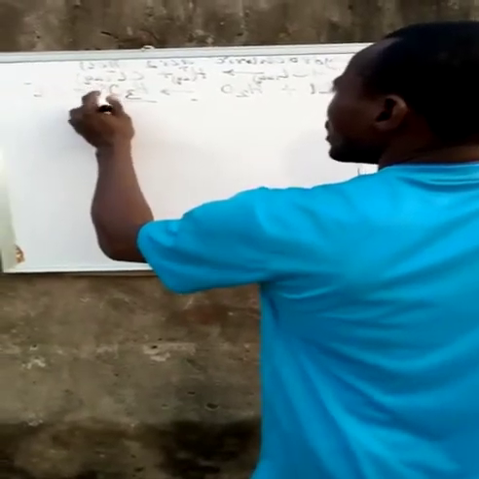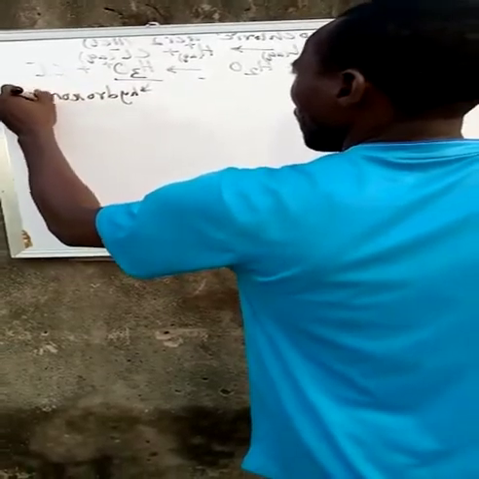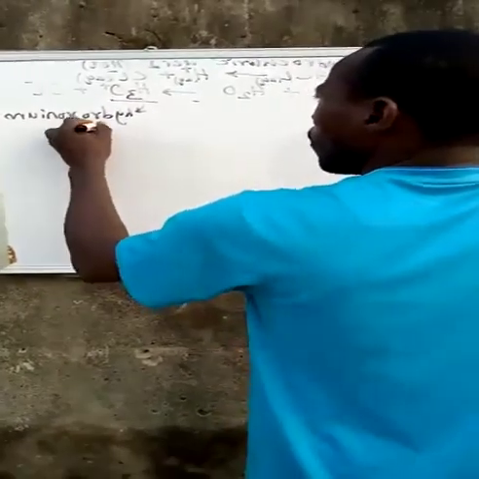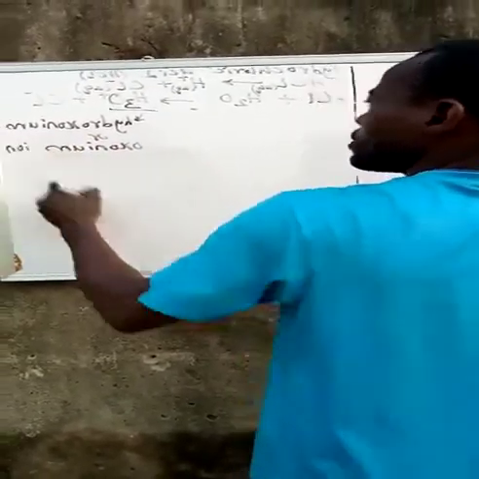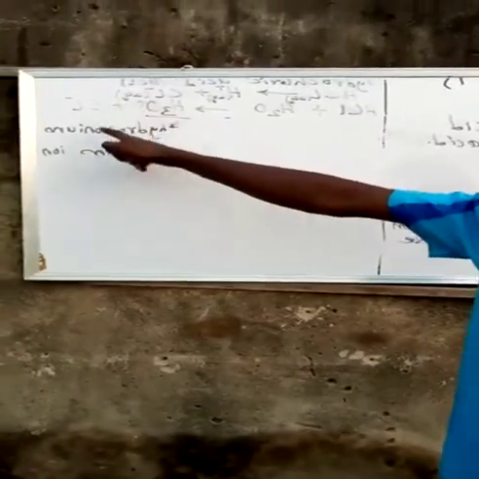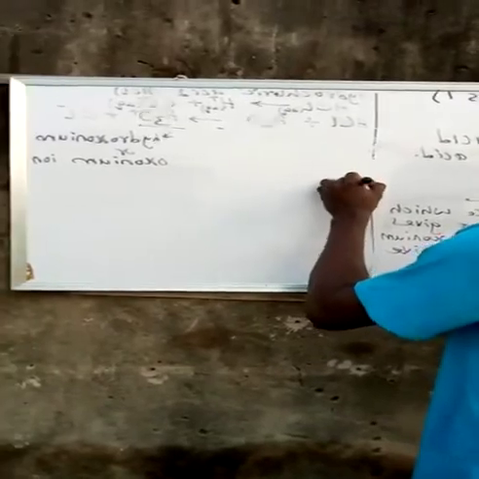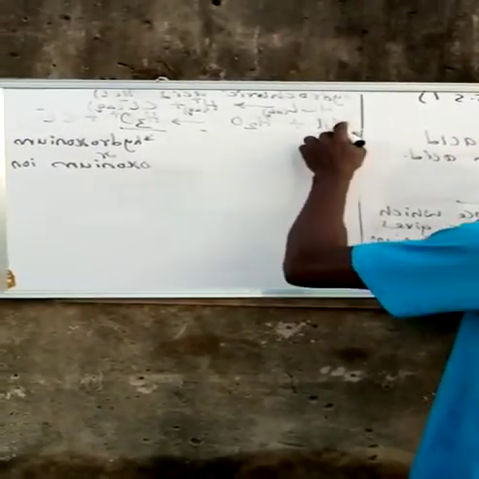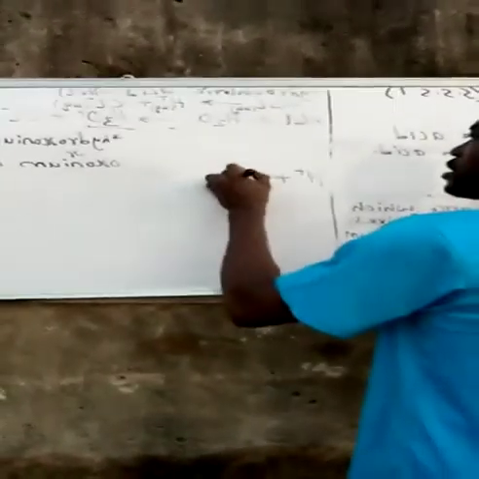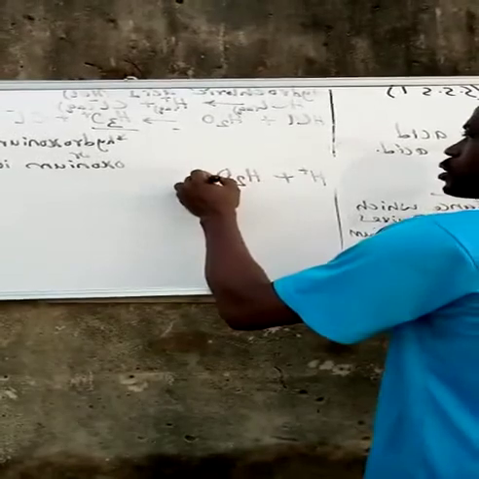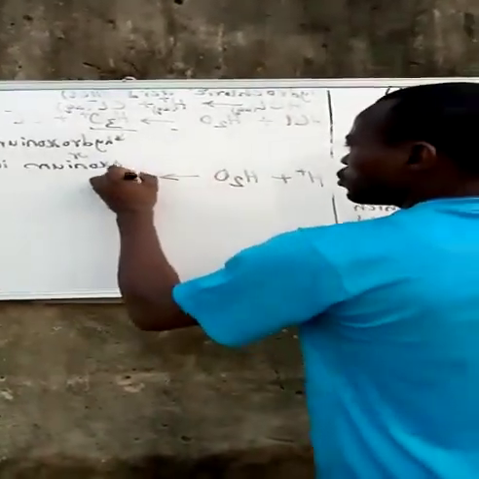This is called hydronium ion, or you call it oxonium ion. It is gotten by the simple principle of the hydrogen ion from an acid reacting with the water molecules. When it bonds with the water molecule, it gives the hydronium ion.